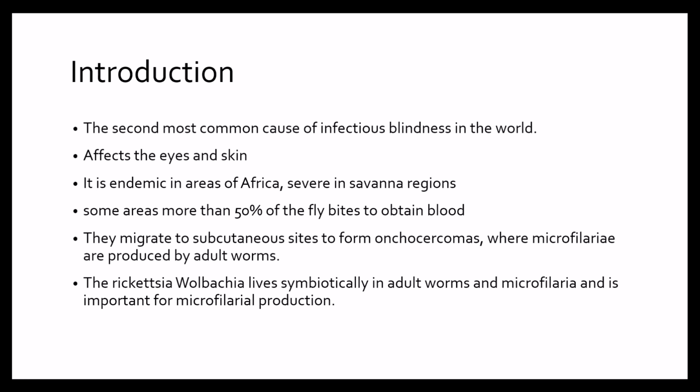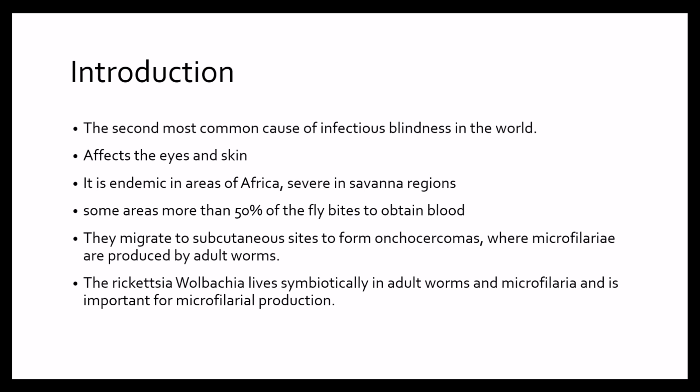It is endemic in areas of Africa and other regions, and disease is particularly severe in savanna regions, where in some areas more than 50% of older adults are blind from the condition. Chronic onchocerciasis shortens the lifespan by reducing resistance to other diseases.